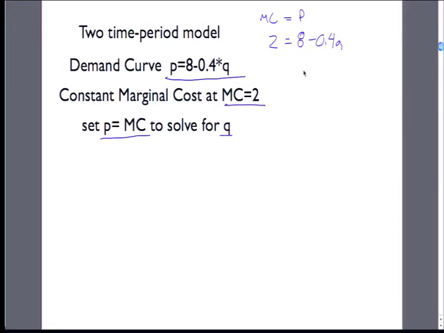It's really fast. Solve for Q, quick. Let's put 0.4 Q over here, and we'll subtract the 2. We got 6. Q equals 6 over 0.4. What's that? 15. Okay, so Q is going to be equal to 15.